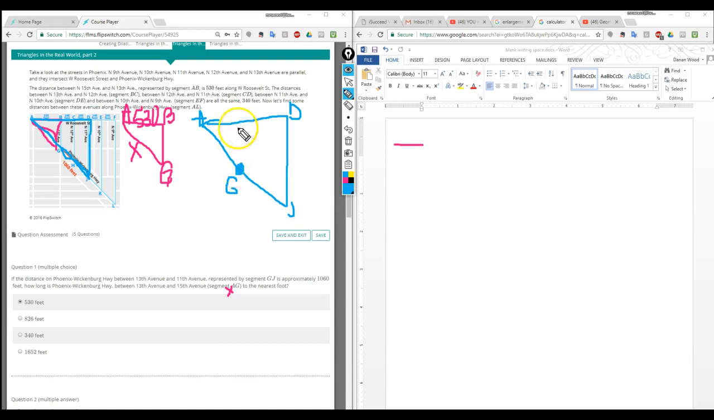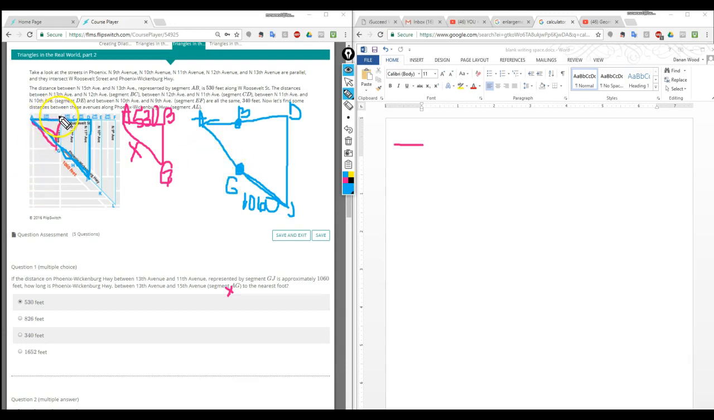Which goes from point G to point B. So this length they gave us was 1,060. So there's our two triangles that would be similar. And we want to be able to find the length A to G.